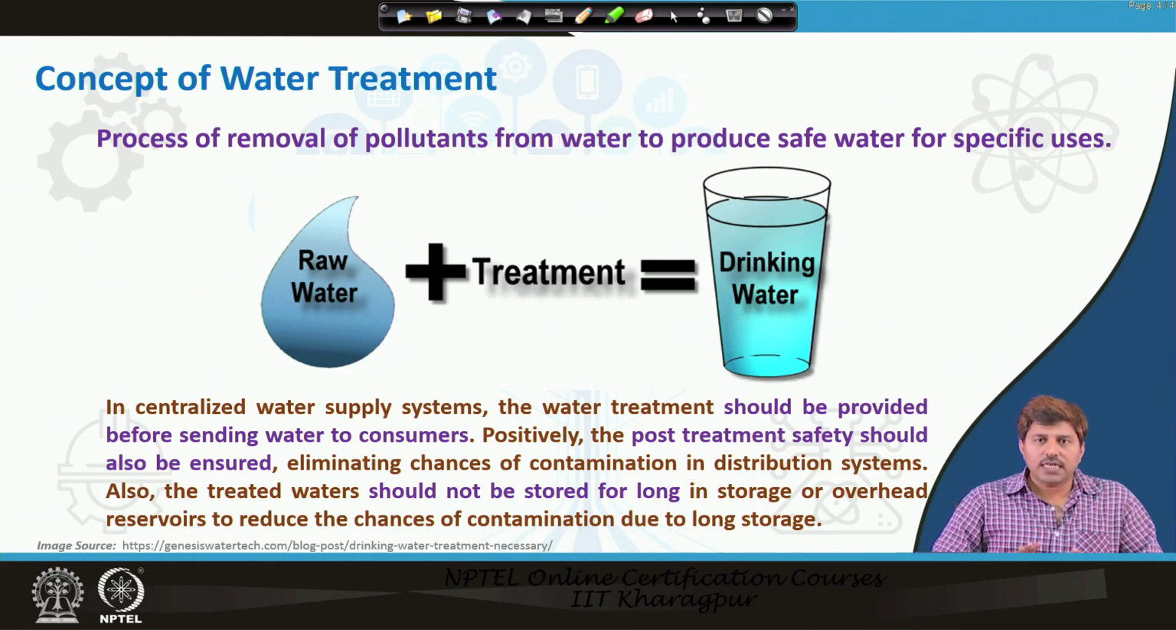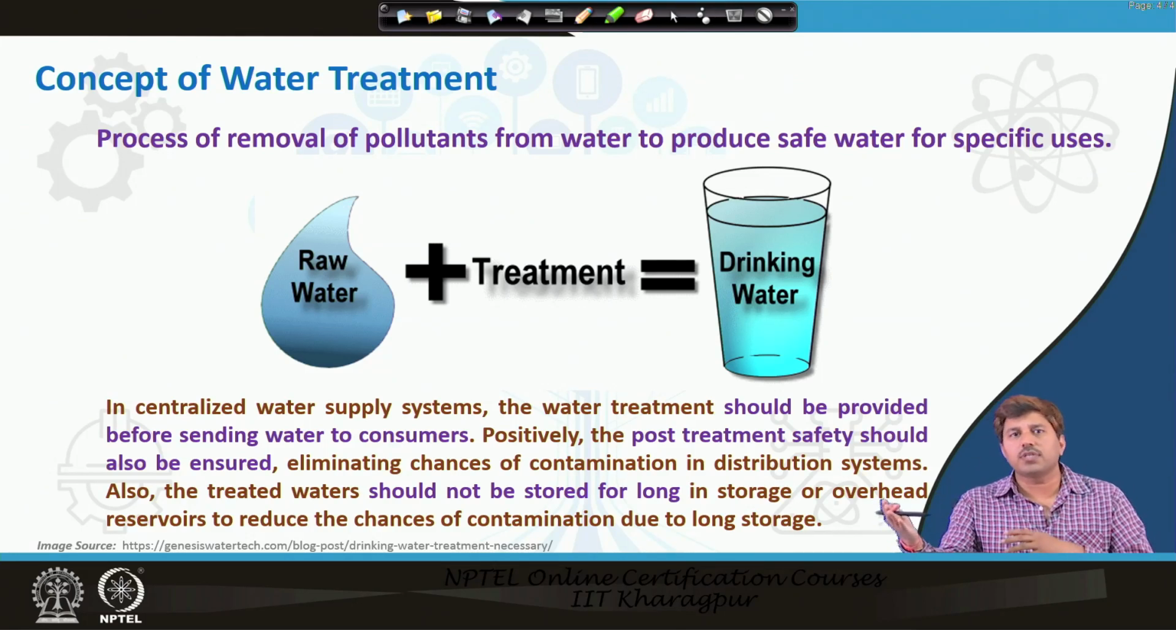So, that is another story, but generally the centralized system or municipal water supply, which is intended to supply water to the consumer, treats water before sending it to the consumer. So, water is taken from the source, then treated and then distributed.